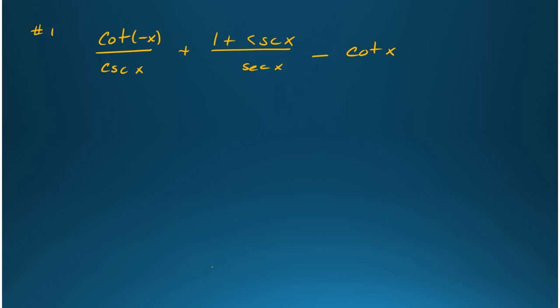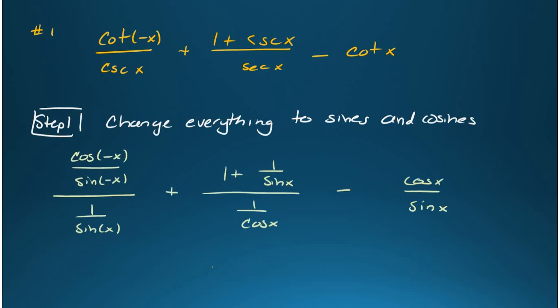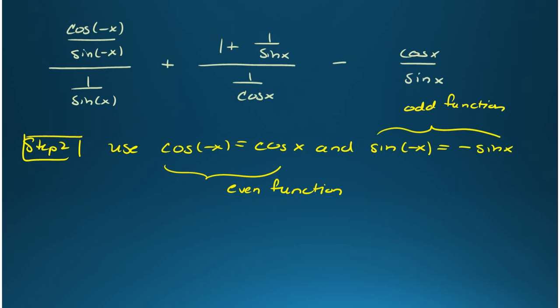Okay, let's start with this first problem. In this first problem, you're given cotangent of minus x over cosecant x plus 1 plus cosecant x over secant x minus cotangent x, and you're asked to simplify. Your first step is to change everything to sines and cosines. So when I do this, I get this ugly looking mess, where I think I walked around the room and everybody had similar things. However, what you can do right away is, I just copied and pasted that to the next page.